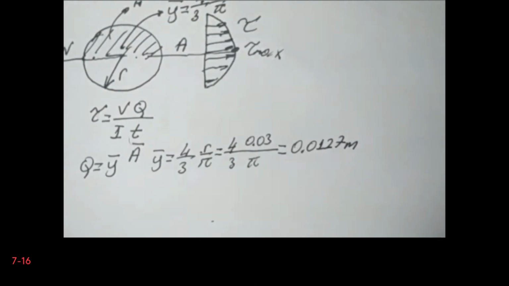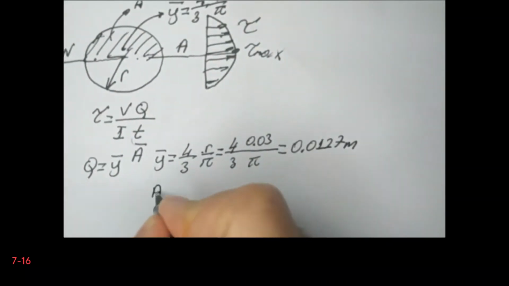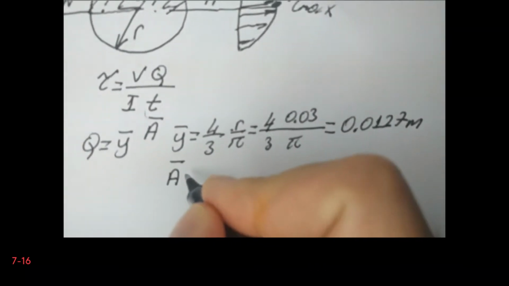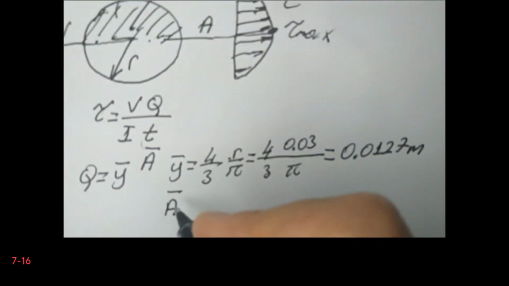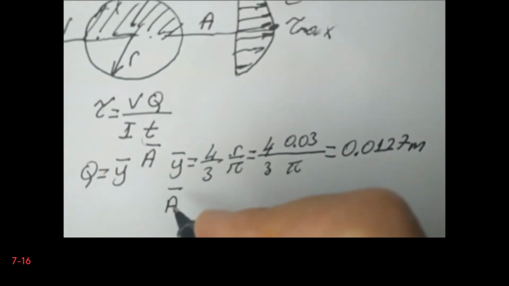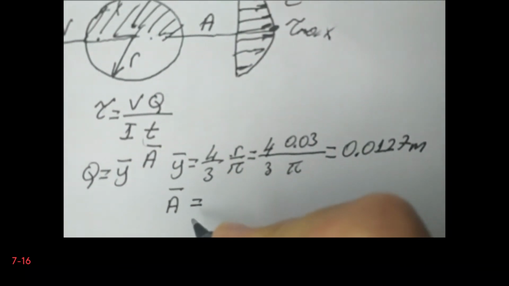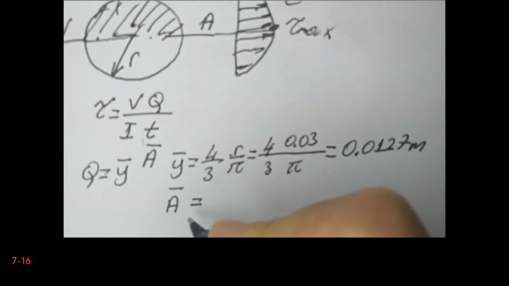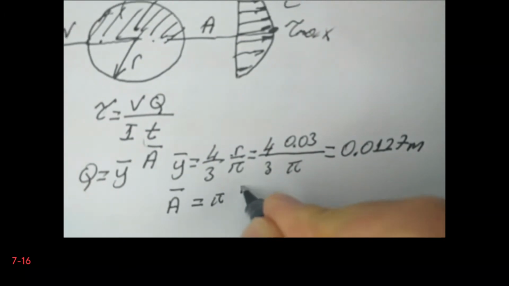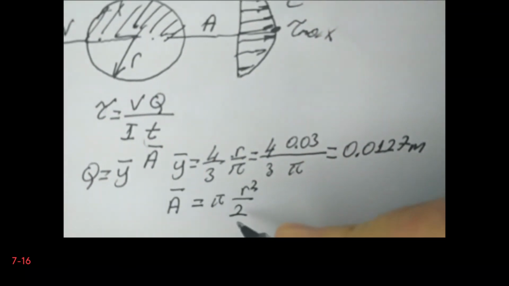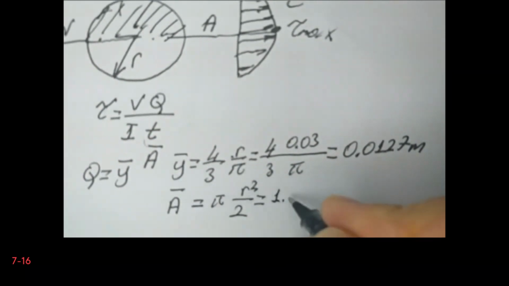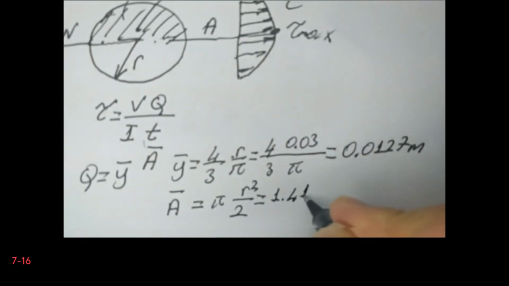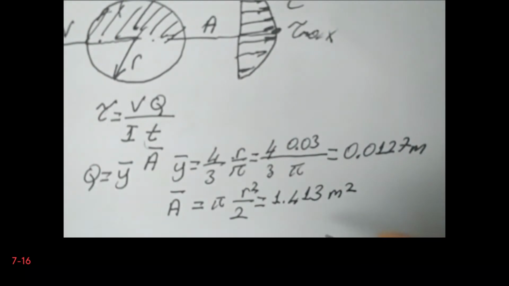Now we can calculate the A bar. So A bar is equal to πR² divided by 2, because we only consider half of the circle, and if you put the values, what you are going to get is 1.413. Now we can calculate the Q value.